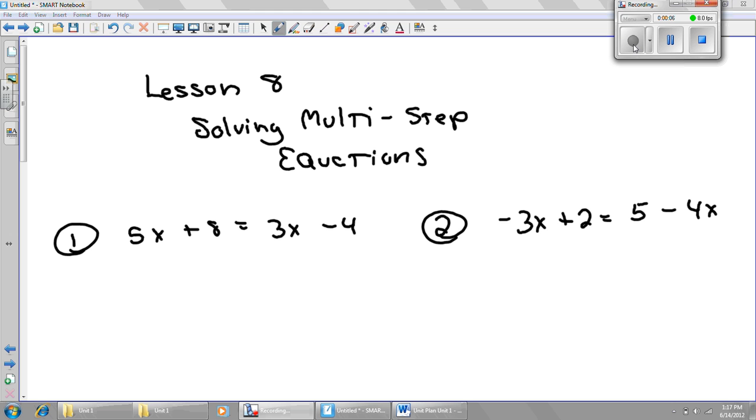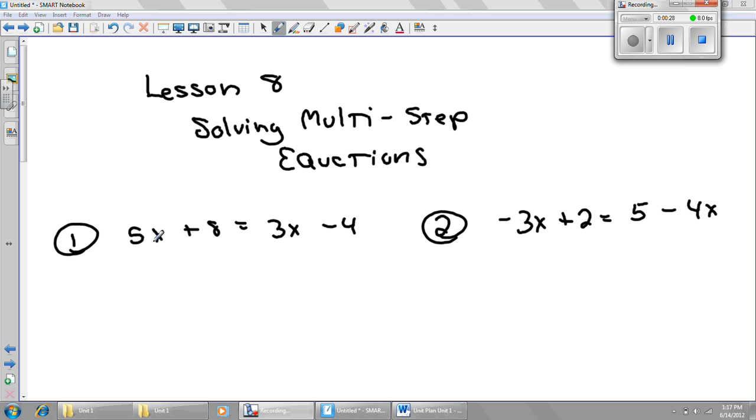This one is on solving multi-step equations, and for some reason these give kids fits. They can't stand it when there's x's on both sides of the equation. It's really a simple problem. The first thing you do is ask yourself, what bothers you about equation number 1? It probably bothers you that there are x's here and x's here, right?